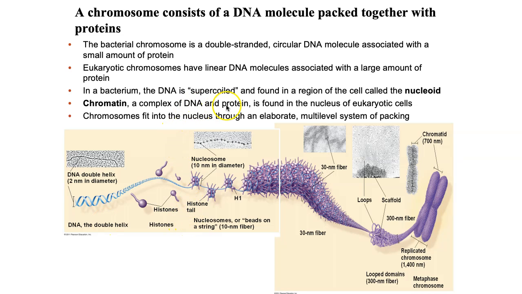Chromatin is DNA plus protein. So we mean DNA plus the histones. That's chromatin. Chromatid is the condensed version of the chromosome. If we have two chromatids that are replicated, remember those are sister chromatids. And this is called a replicated chromosome.